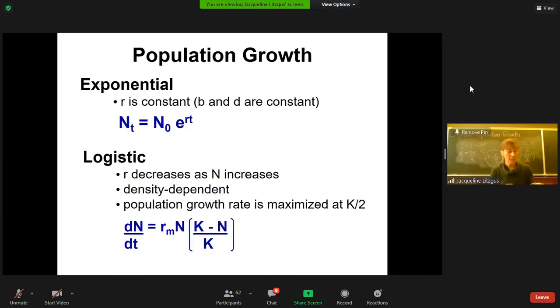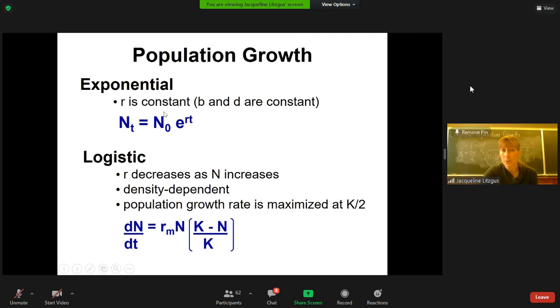Okay. All right. So just a little bit of a summary slide here then of population growth. So the two main ones to learn about, to know about, are exponential and logistic. And again, the key assumption under exponential is that little r, per capita growth rate, is a constant value. The birth rates and the death rates are constant. They're not changing. And here's the equation that we developed for exponential growth. Population size at time t is equal to the initial population size times e, which is the base of the natural logarithm, to the power of the per capita growth rate times time, right?